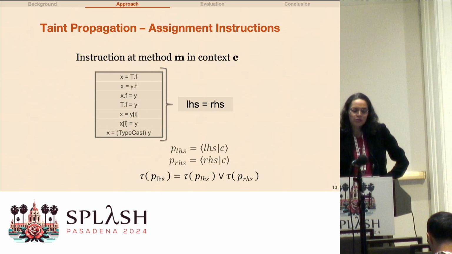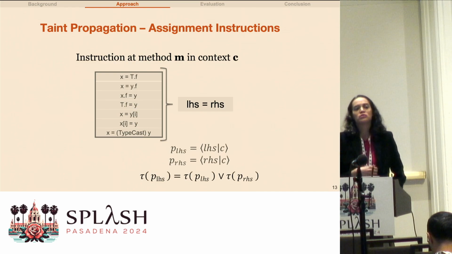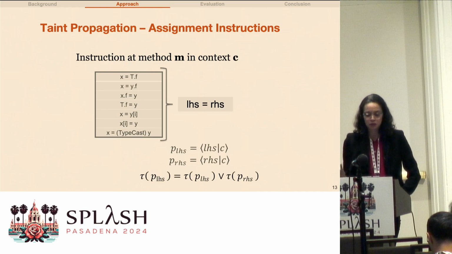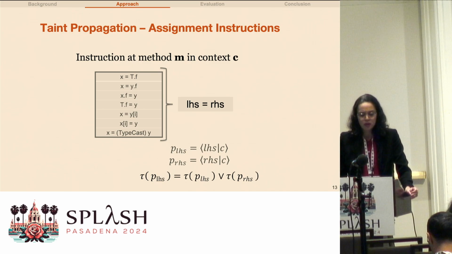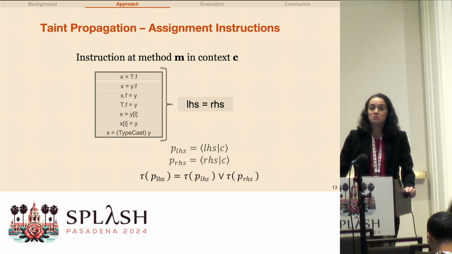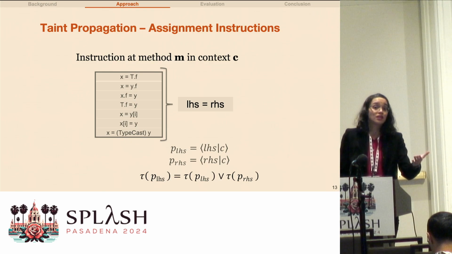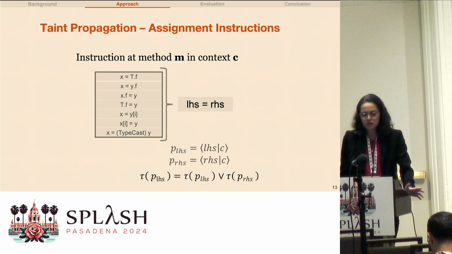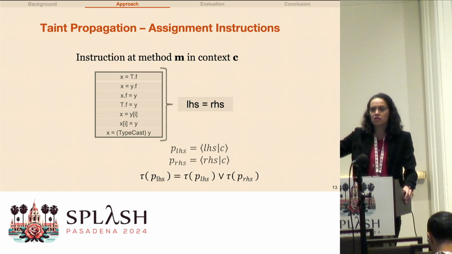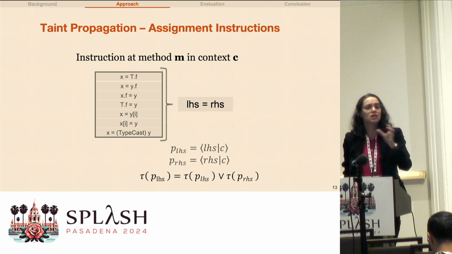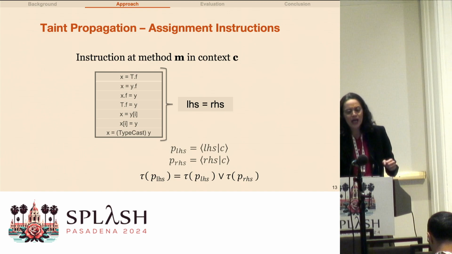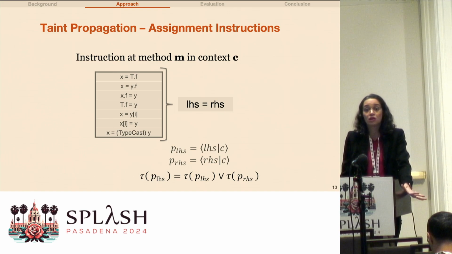Now, the next thing that we have to do is propagate states to variables in the program. And that propagation follows the semantics of Java. So when you have an assignment, if the right-hand side pointer is tainted, the left one should also be tainted. Essentially, we propagate the taint state from the right side to the left side. One thing I'd like to highlight here is that the taint states are never removed.